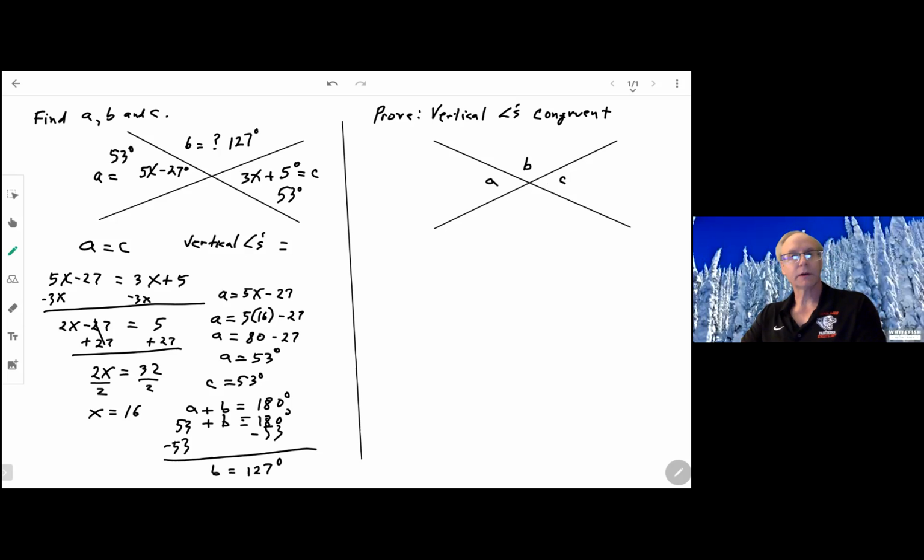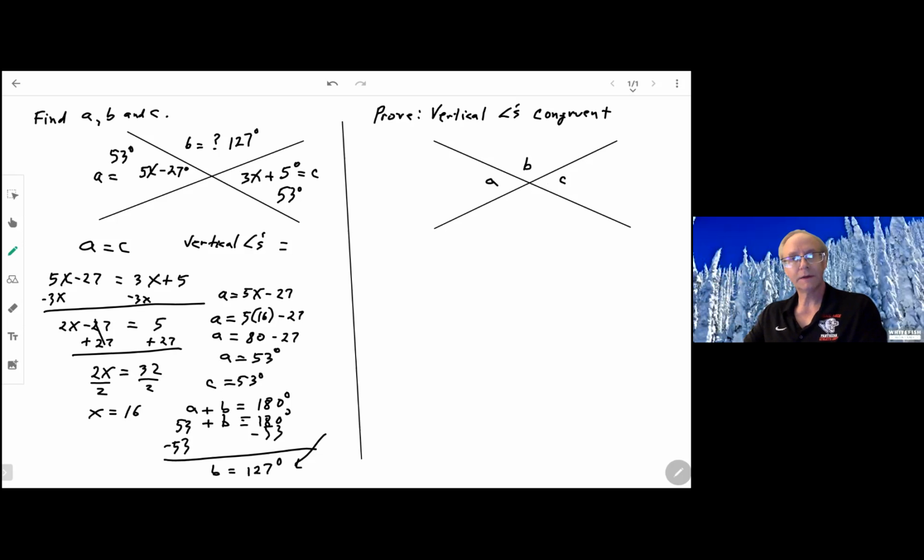Now, over here, we want to prove that vertical angles are congruent. And the important thing about proofs is that you don't do steps and end up with something you didn't know before. When I started this problem, realize I had no idea what the measurement of angle B or A or C was until after I solved the problem and went through the steps.